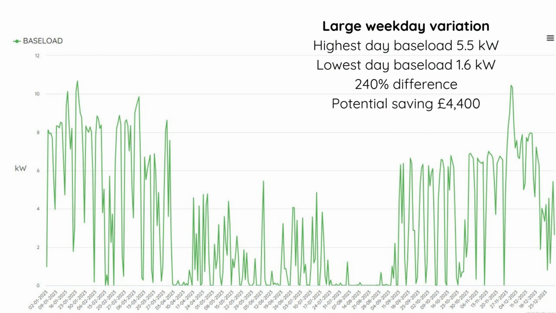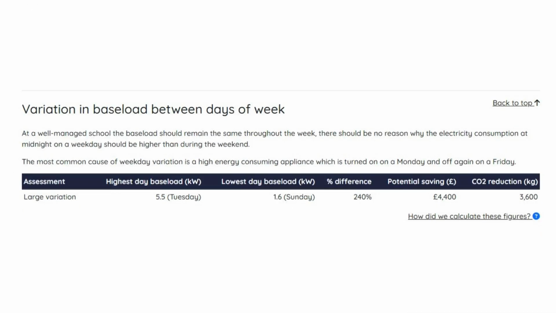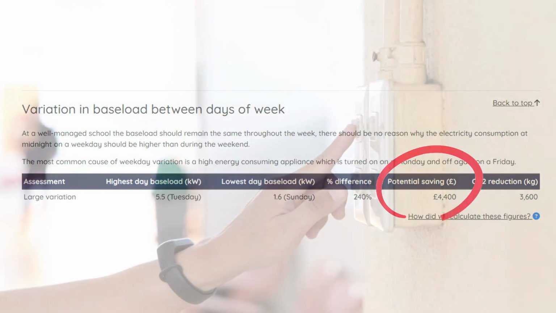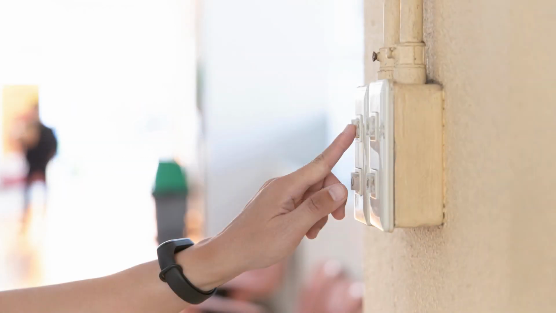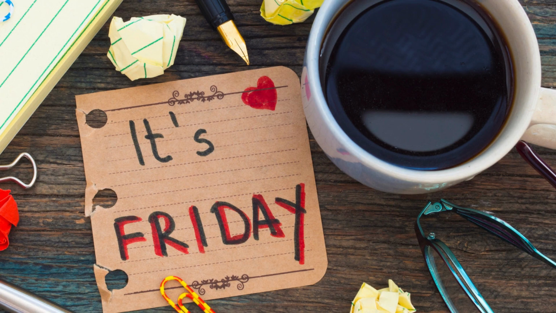Some schools will have a large weekday variation, such as this example. You can see a repeating pattern of high and low consumption throughout the year. If you scroll all the way to the bottom of the page, there's a table showing an estimate of how much the schools could save by getting their high weekday overnight usage down to the same level of their weekend overnight usage. Often, this is caused by people in school being better at switching off on Friday evenings than at the end of the school day the rest of the week.